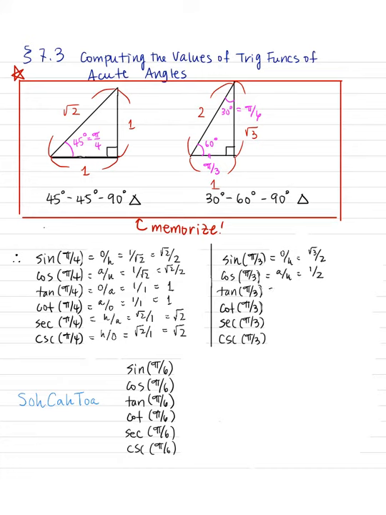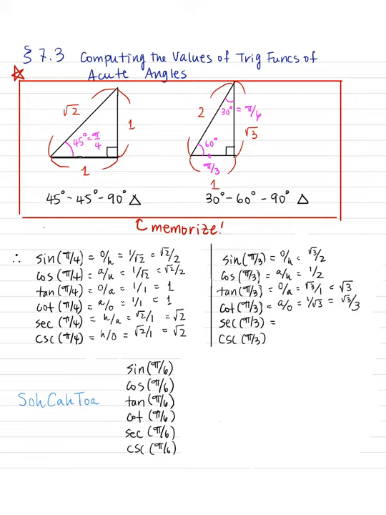Tangent of pi over 3. So that's going to be what? Opposite over adjacent. Opposite side is square root of 3. Adjacent side is 1. So tangent of pi over 3 is root 3. Okay, cotangent. Cotangent is 1 over tangent. So you're going to have adjacent over opposite. So here you're going to have 1 over square root of 3. Rationalize the denominator, and we're going to get root 3 over 3.